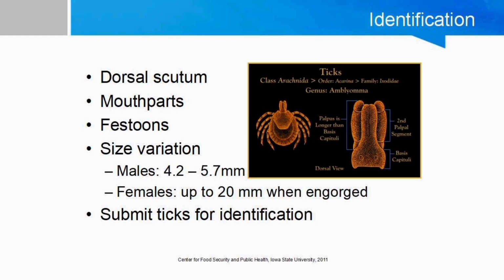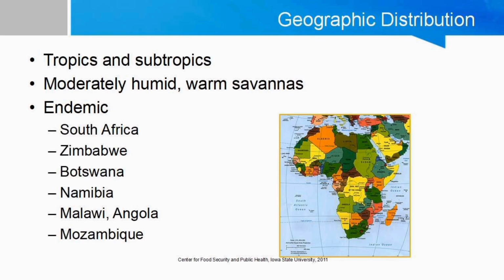Tick identification to the species level can be difficult, and the ticks should be submitted to an expert for identification whenever it is possible. Amblyomma hebraeum is found in the tropics and subtropics. It prefers moderately humid, warm savannas. This tick is endemic in African countries including South Africa, Zimbabwe, Botswana, Namibia, Malawi, and Angola.